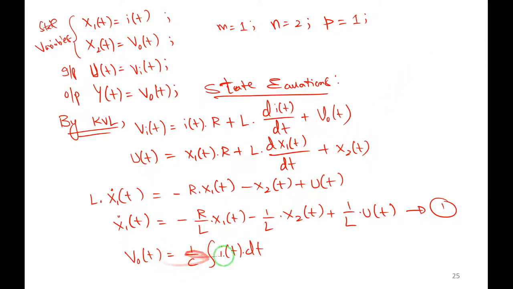So what do I actually want? dv naught by dt, because I want x2 dot of t, meaning v naught dot of t. So take the differentiation of v naught with respect to time t. So dv naught of t by dt is equal to, this integration will cancel because I am differentiating, so 1 by c into I of t I am getting. Is it correct? Let me rewrite this once again in the next slide. dv naught by dt is equal to 1 by c into I of t.